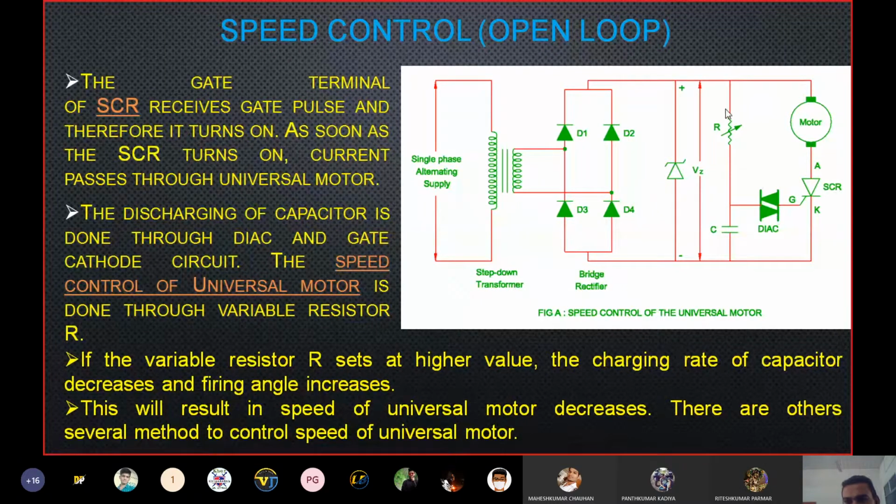So if the value of resistance set is low, the charging rate of the capacitor increases, that means the voltage across this capacitor takes less time to reach the breakover voltage of this diode. So this diode turns on in less time, that means the triggering pulse is given in less time, that means the firing angle decreases. Firing angle decreases, that means the speed of the motor will increase.